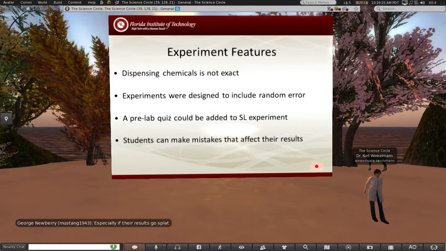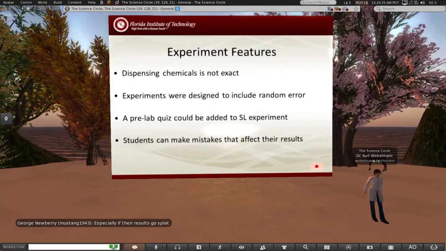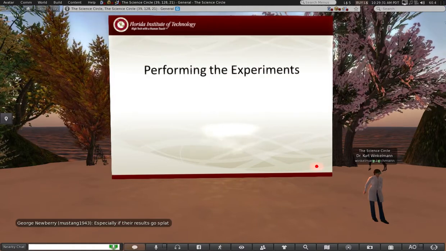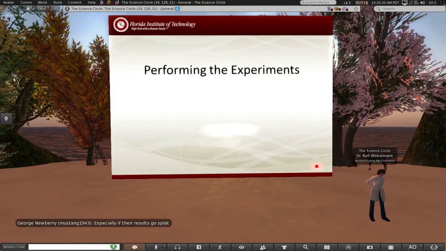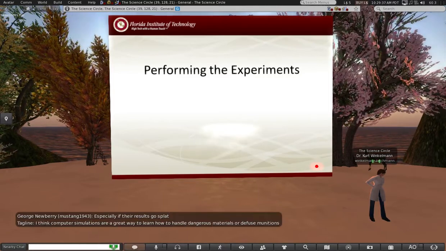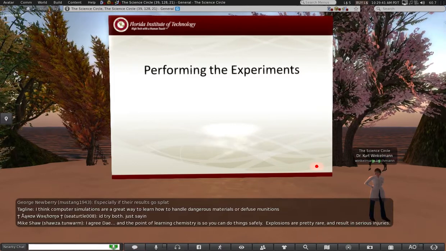Let's see. That's an interesting idea, that the virtual experiments encourage people to do the real thing. Hadn't thought about that.